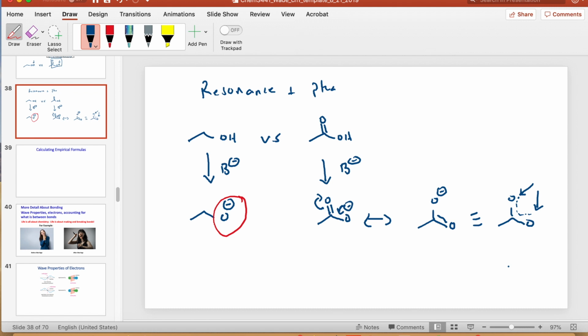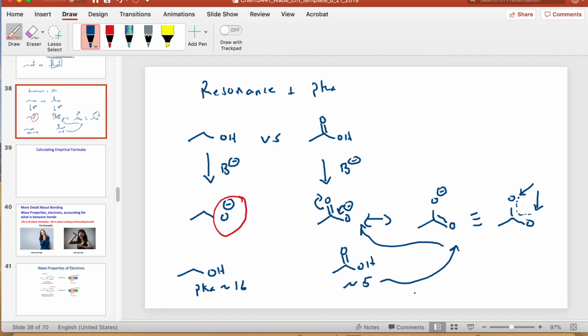If you look at the guy over here on the left with the red circle around it, then what you'll note is that there is nowhere else for that charge to go, right? And so remember, when we talk about pKa value, the lower the pKa, the more acidic. And so for that reason, the pKa of ethanol is roughly 16, right? And then the pKa of acetic acid is roughly 5. And that is because of the resonance that you can draw for that.